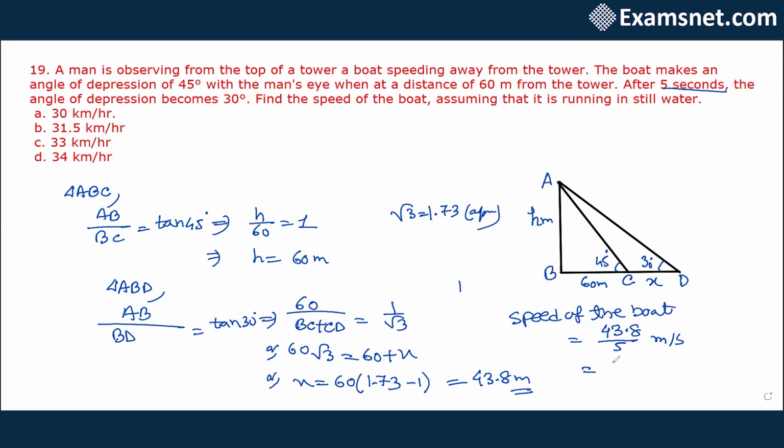That's the rule. So we will use it here, 43.8 by 5 multiplied by 18 by 5. Now it will give us the value in km per hour. So here the answer is approximately 31.5 km per hour. Okay, this is approximate value. So here we can mark option B, that will give us the correct answer, 31.5 km per hour.